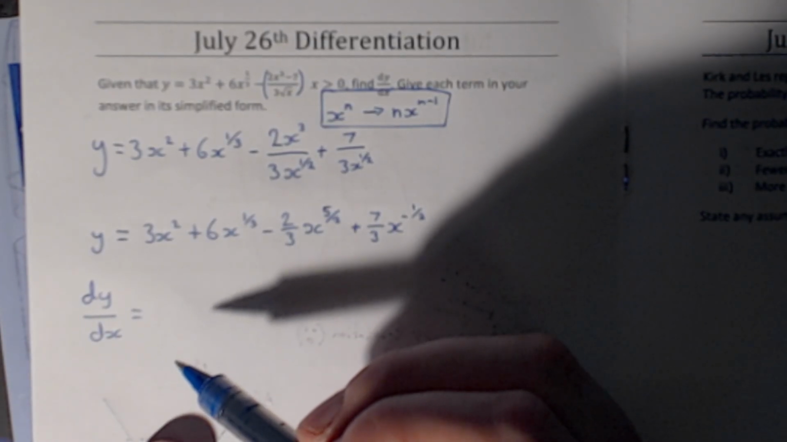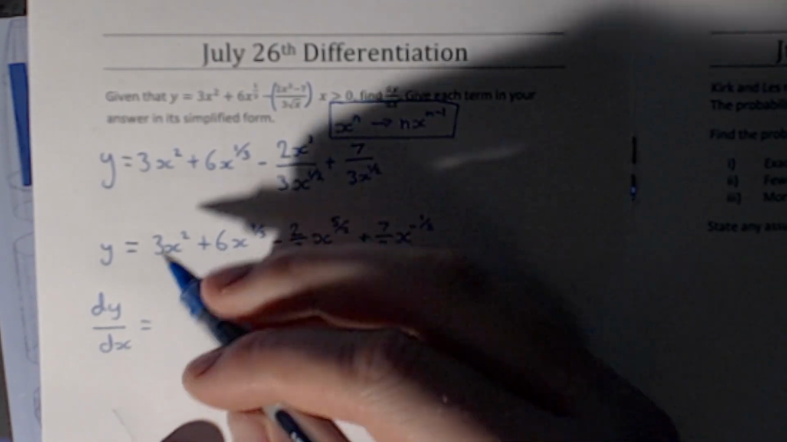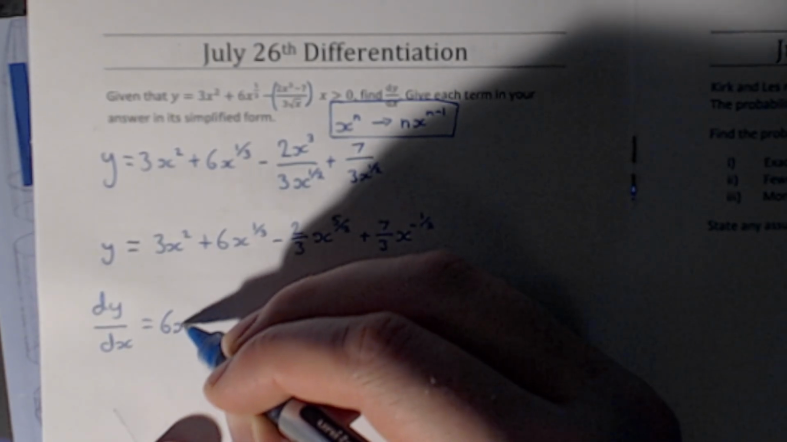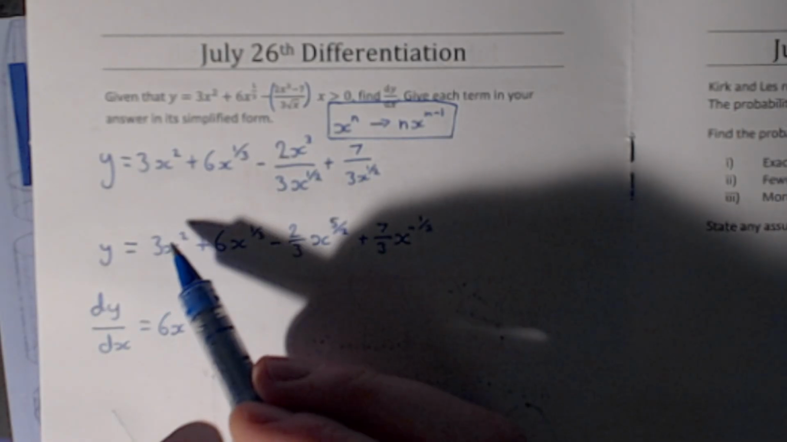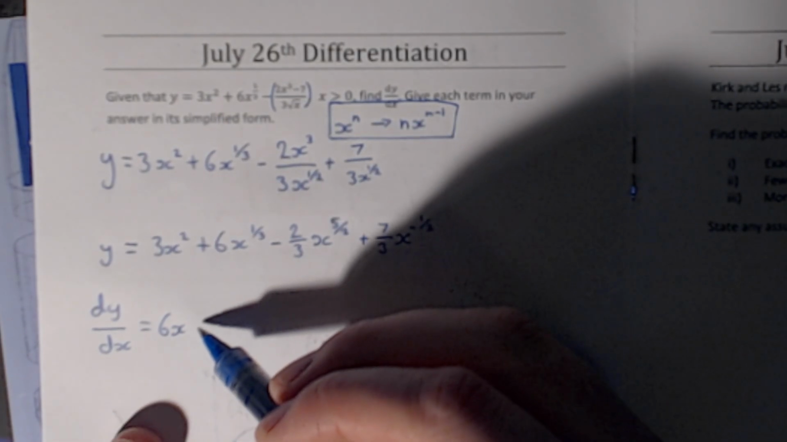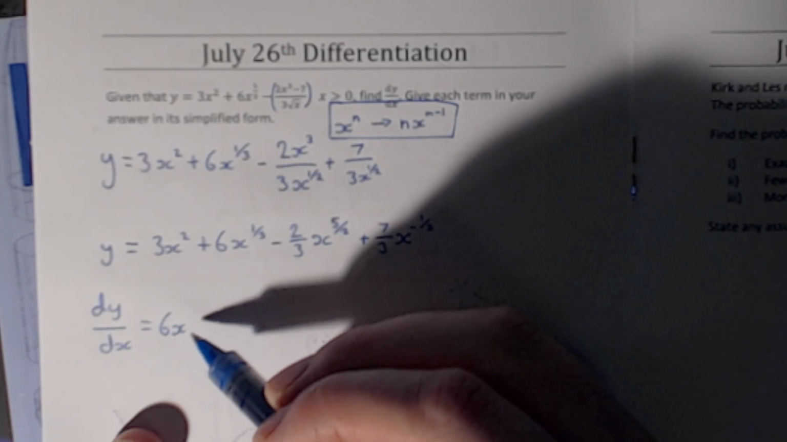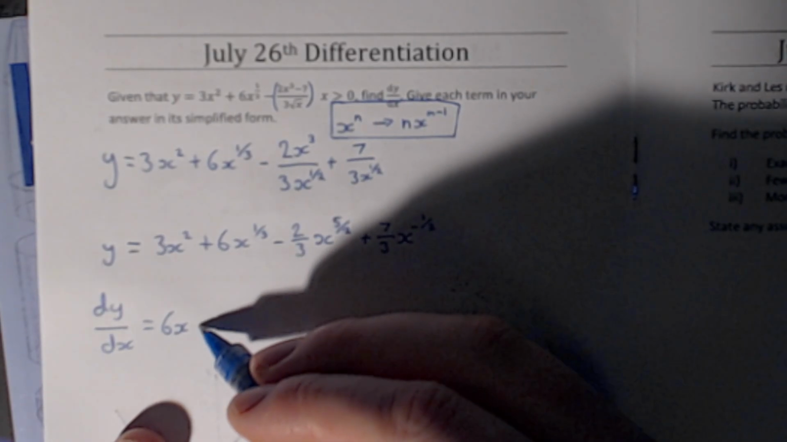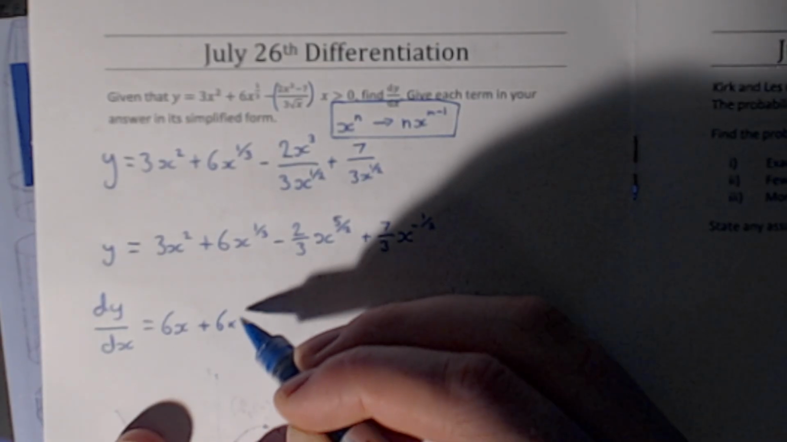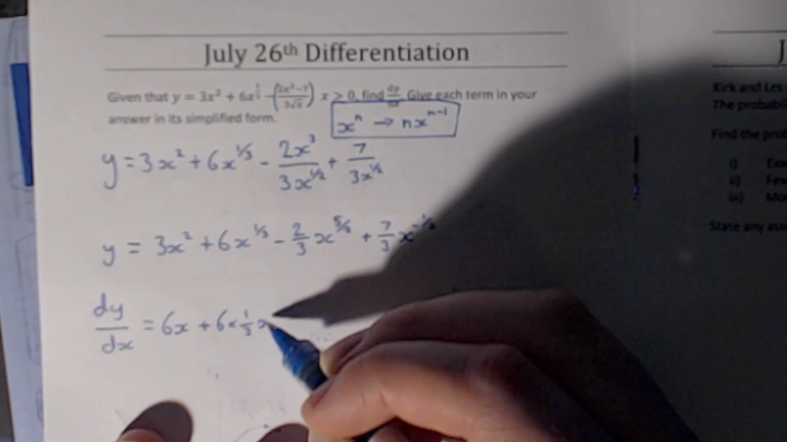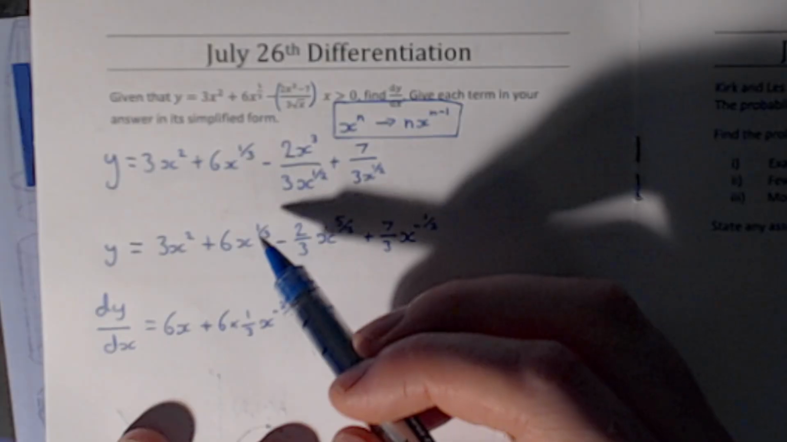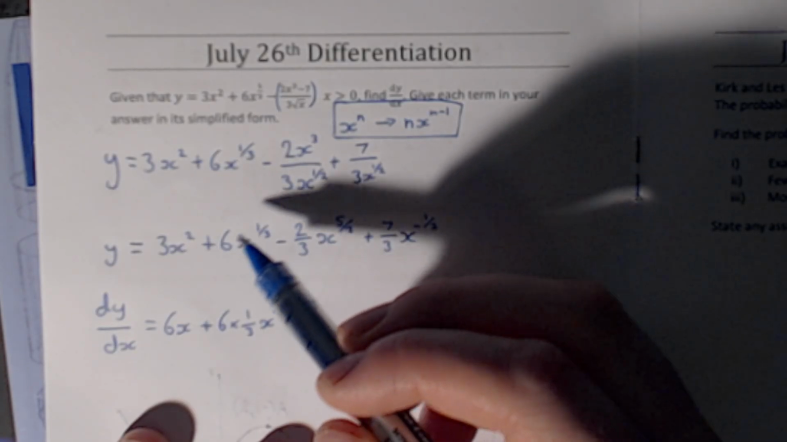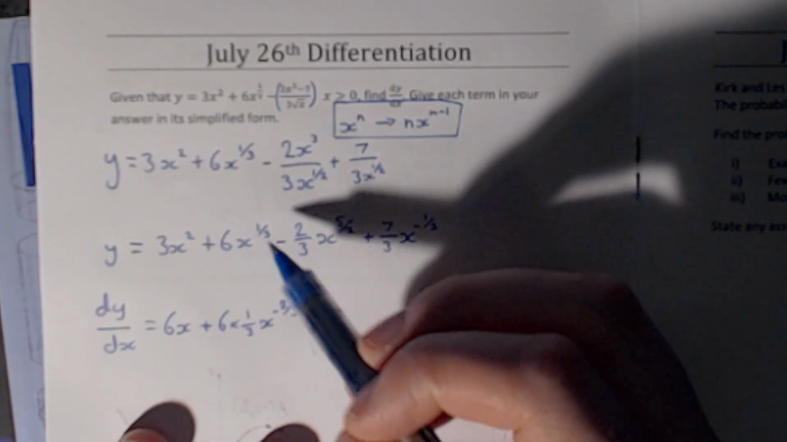Dy by dx, that is going to be equal to 6x. Right, so that's because we're taking the 2 down in front. 3 times 2 is 6. Subtracting 1 off the power, we're just left with x. Then we have 6 times a third x to the negative 2 over 3. So that's again subtracting 1 off the power, bringing that third down in front. Subtracting 1 gives us that.